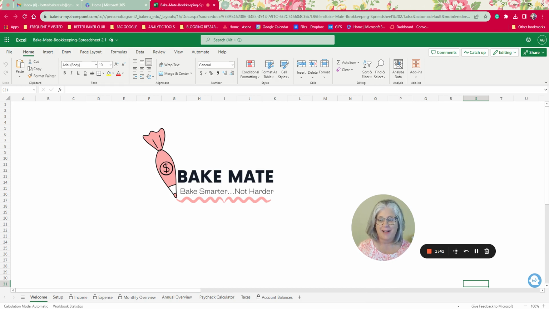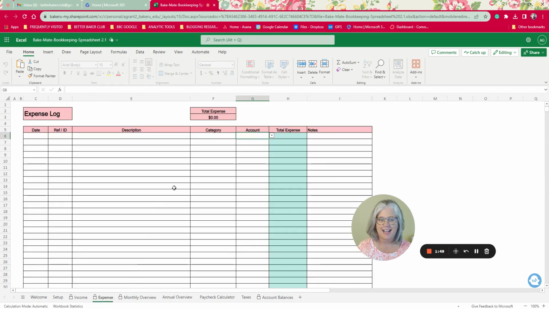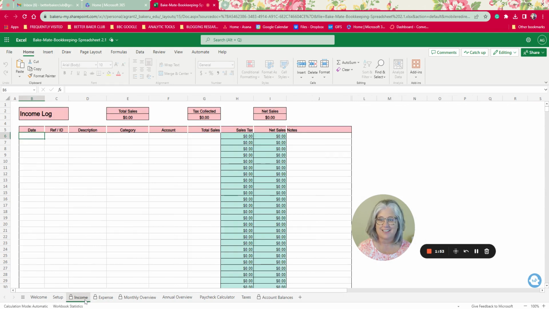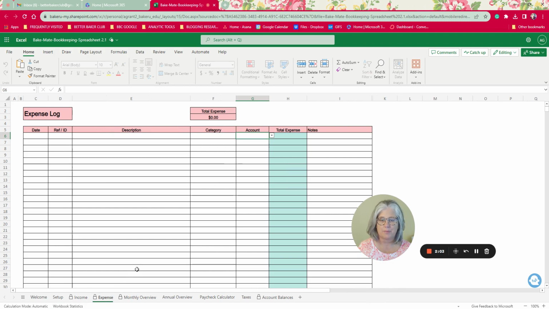So let's jump on into the expense tab of our spreadsheet, and it is the 4th tab from the bottom left. And you're going to think it looks a lot like the income tab, and it does. So I want you to be super careful and always take a moment to look at which tab you're working in. Yesterday we worked on the income log, and today we're going to work on the expense log.